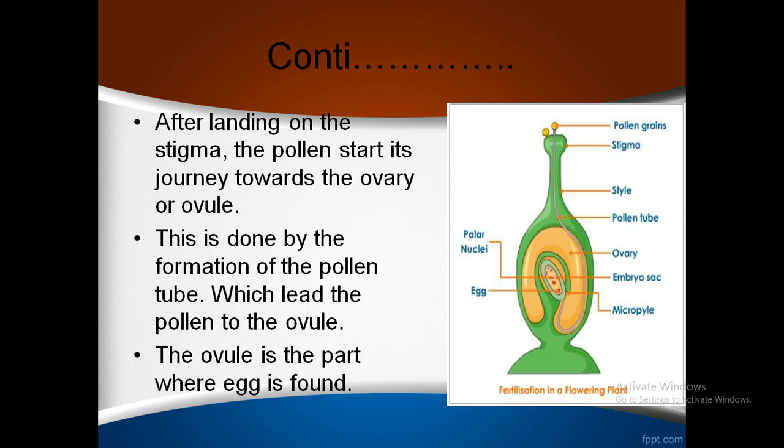After landing on the stigma, the pollen starts its journey towards the ovary or ovule. In the picture you can see there is a blue colored tube originating from the pollen grain, that is known as the pollen tube. That pollen tube moves towards the ovary or towards the ovule for the purpose of fertilizing the egg. This is done by the formation of the pollen tube, which leads the pollen to the ovule. The ovule is the part where eggs are found.